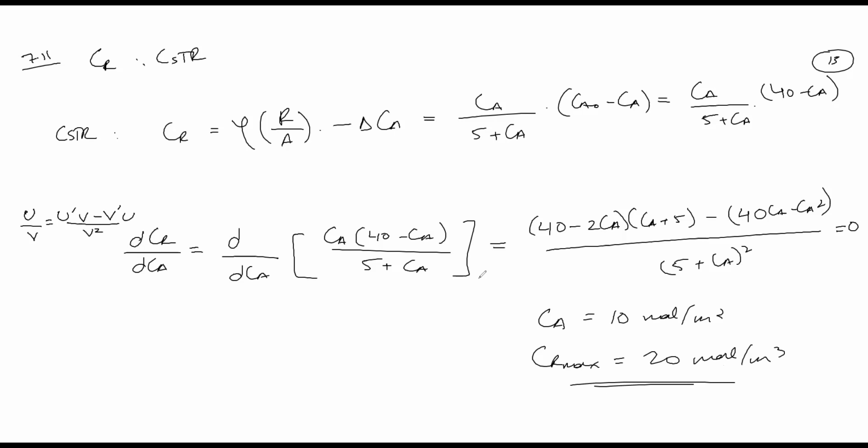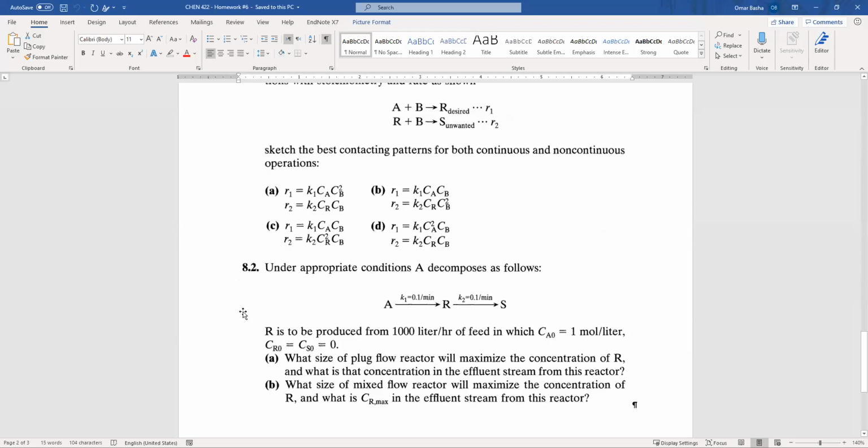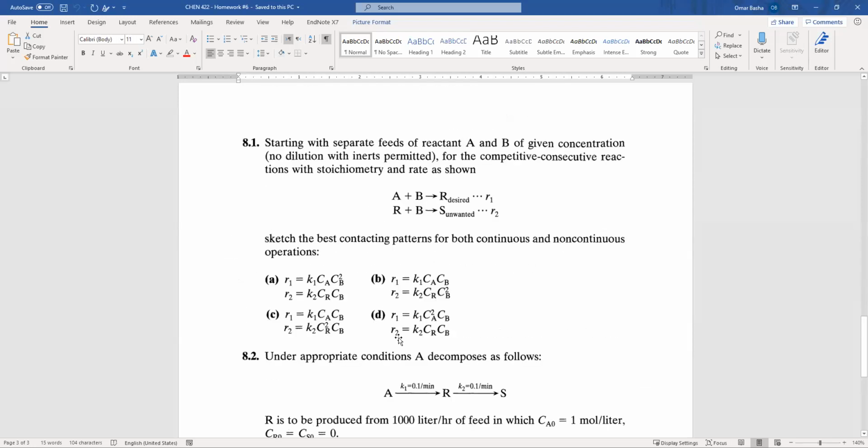come back to office hours if you're having a hard time doing it, or send me an email. Okay, let's clear all these drawings. Let's go back to the homework and see what else is left. I have 8.1 and 8.2. Okay, let's have a look at 8.1.